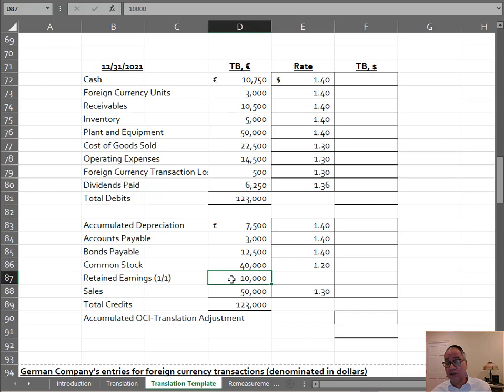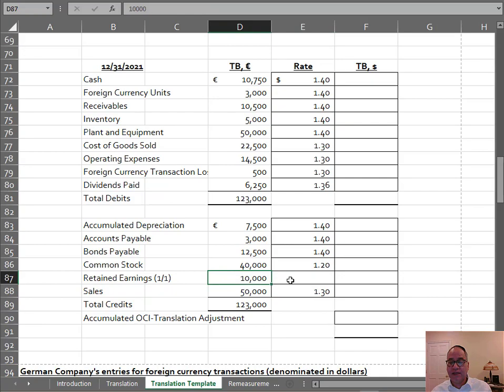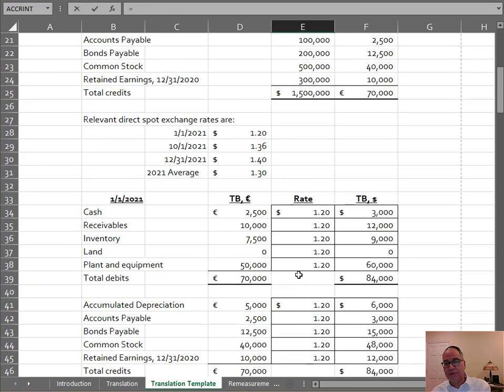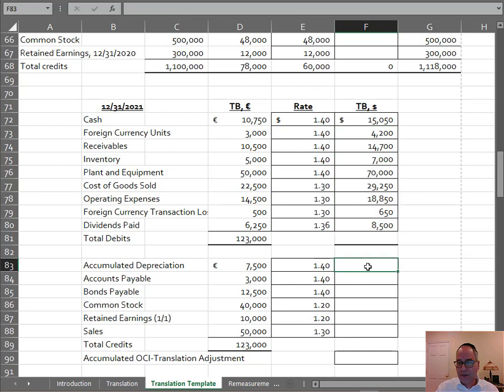So, retained earnings in a closed balance sheet would be as of the year end. Since I haven't yet closed my revenues, expenses, and dividends in this balance sheet, it's unclosed, then retained earnings is still the beginning of the year balance. And therefore, I'm going to convert it at the beginning of the year conversion rate, or $1.20. And then I multiply everything across. So 10,750 times $1.40 is 15,050. 3,000 times $1.40 is 4,200, all the way down. Accumulated depreciation, 7,500 times $1.40, 3,000 times $1.40, all the way down.